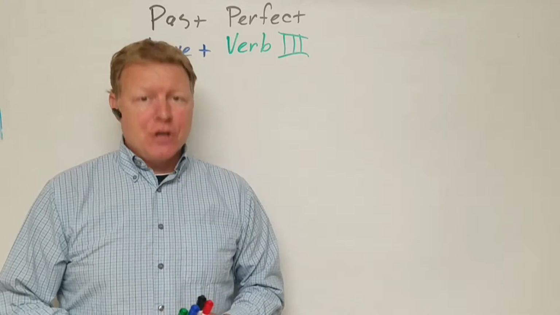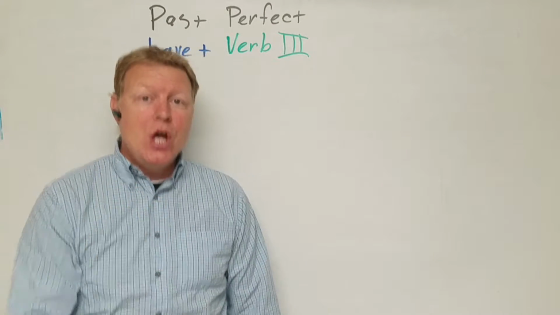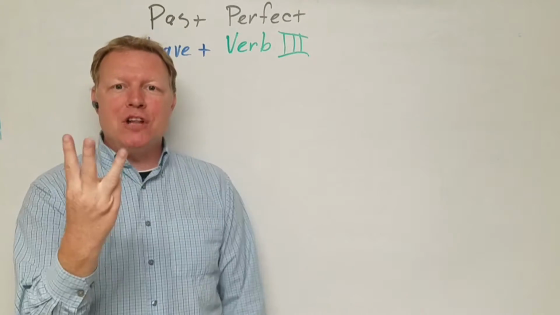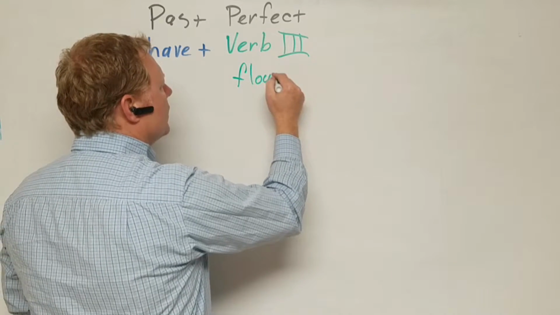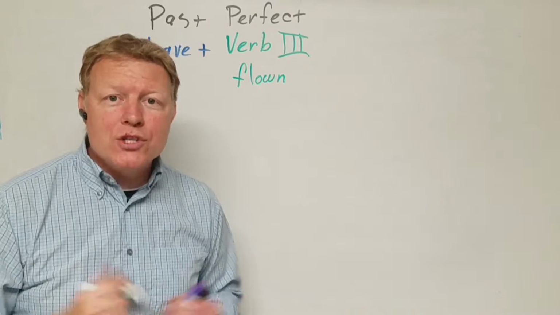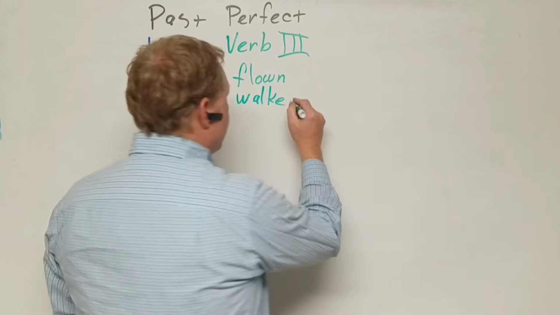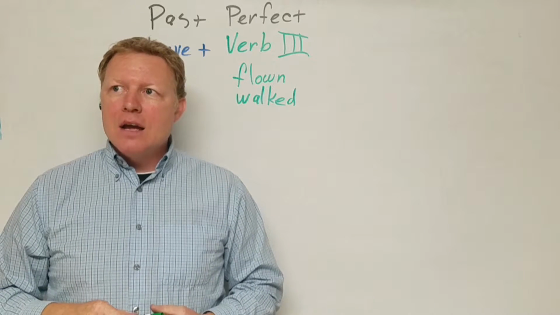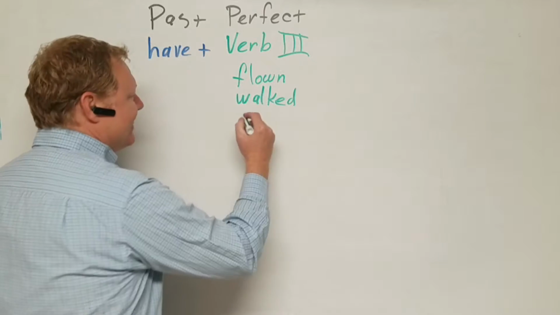Well, every verb in English can be expressed 3 ways. Today I fly, yesterday I flew, and I have flown. That's verb 3. Have flown. What else do we have? Today I walk, yesterday I walked, and I have walked. Today I drive, and yesterday I drove, and I have driven.